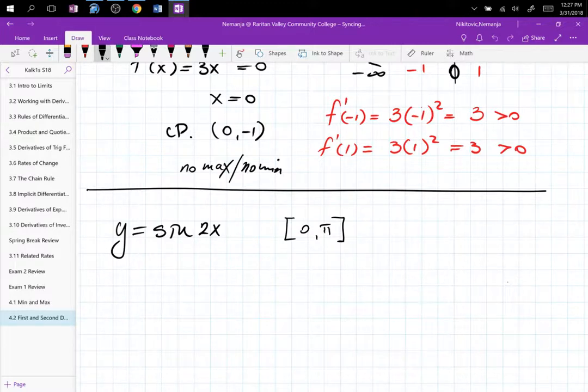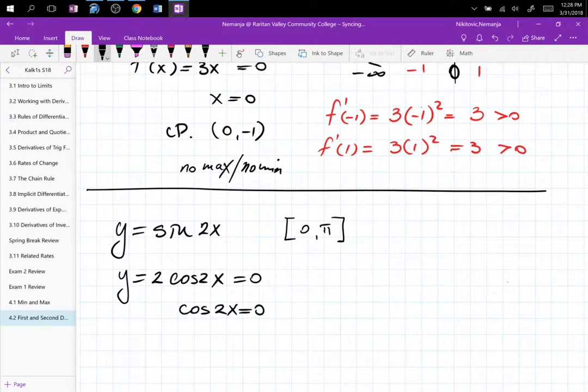So what do we do? Well, standard procedure. Critical points first. So y prime equals, the derivative of sine is cosine, and we also have 2 in front from the chain rule. Set this thing equal to 0. We have to solve cosine 2x equals 0. There are many ways in which you can solve this question. My preferred way is to draw the graph of cosine 2x and look at the graph. But then there are other ways with the substitution.